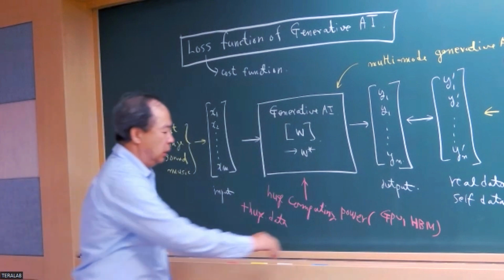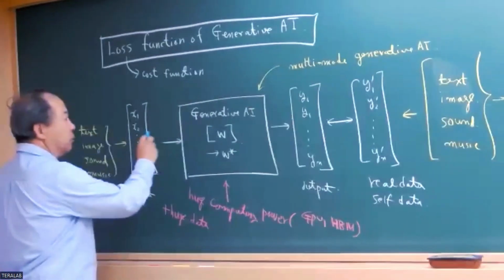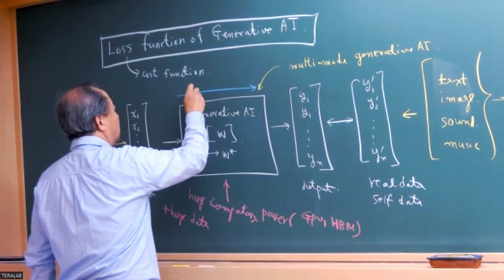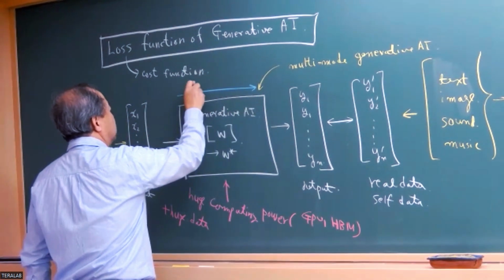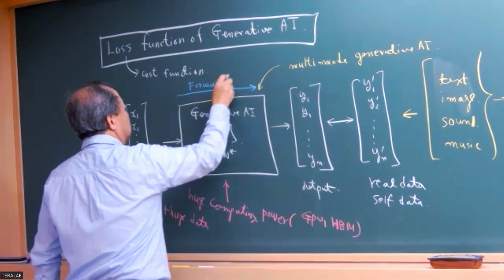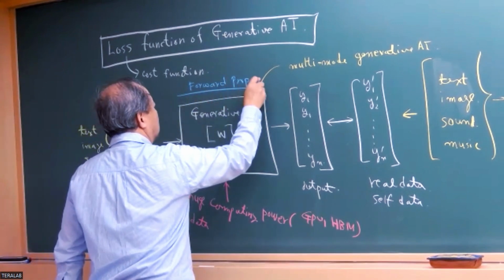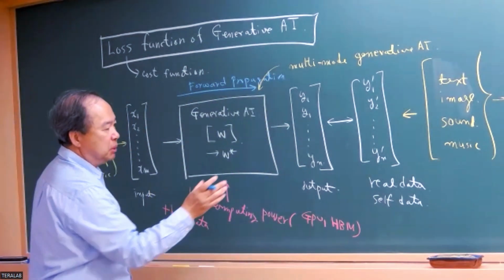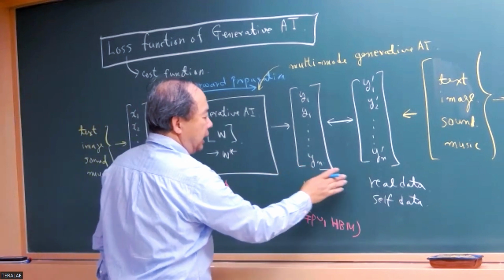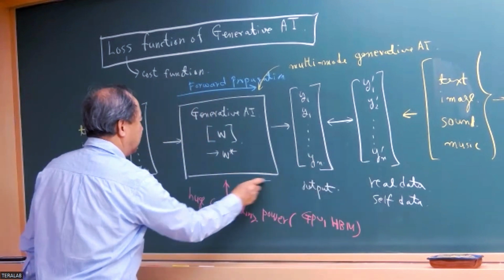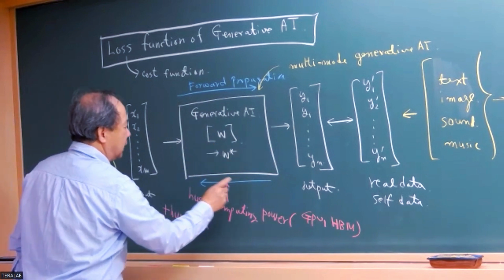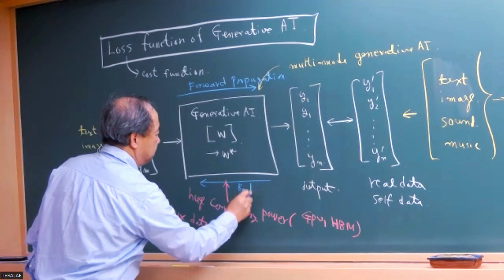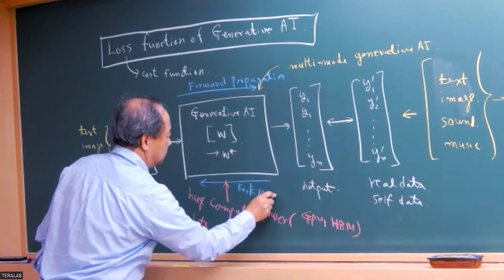You remember that when you input this data, we're gonna obtain the output. This process is called forward propagation. If there is some difference between your output data and real data, you have to update this weight matrix. That process is being called back propagation.